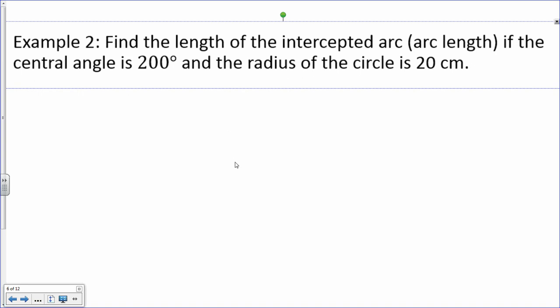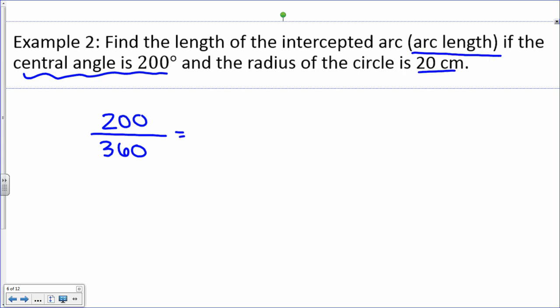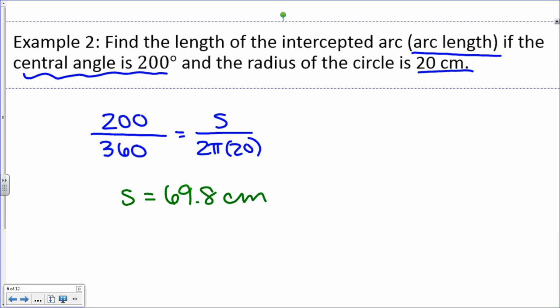Again, go ahead and write this one down. Pause it so you have a chance to work it out, and then we will go through it on here. With this one, the only real difference is that you are given your central angle in degrees. So instead of selecting my radians formula, I'm going to put the 200 over its total, which is 360. Here I still want the arc length, and I'm still given the radius, so I'm going to do my s over 2 pi times 20. And then you're going to go ahead and cross multiply and solve this. When you are done, you should get 69.8 centimeters.